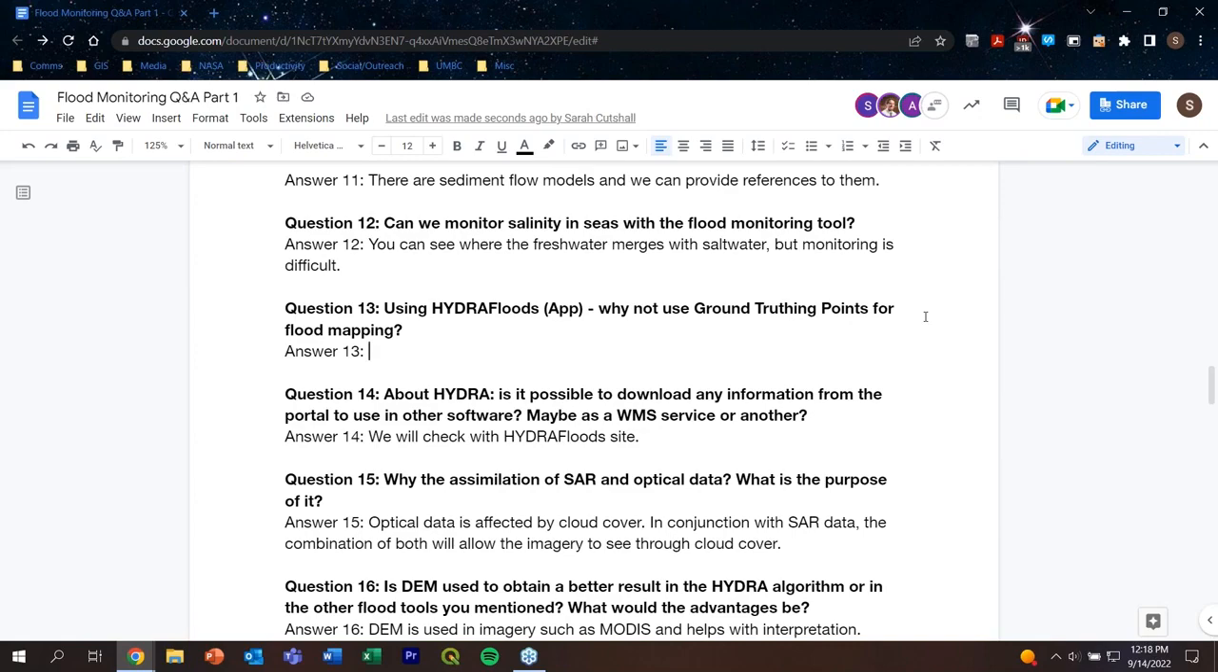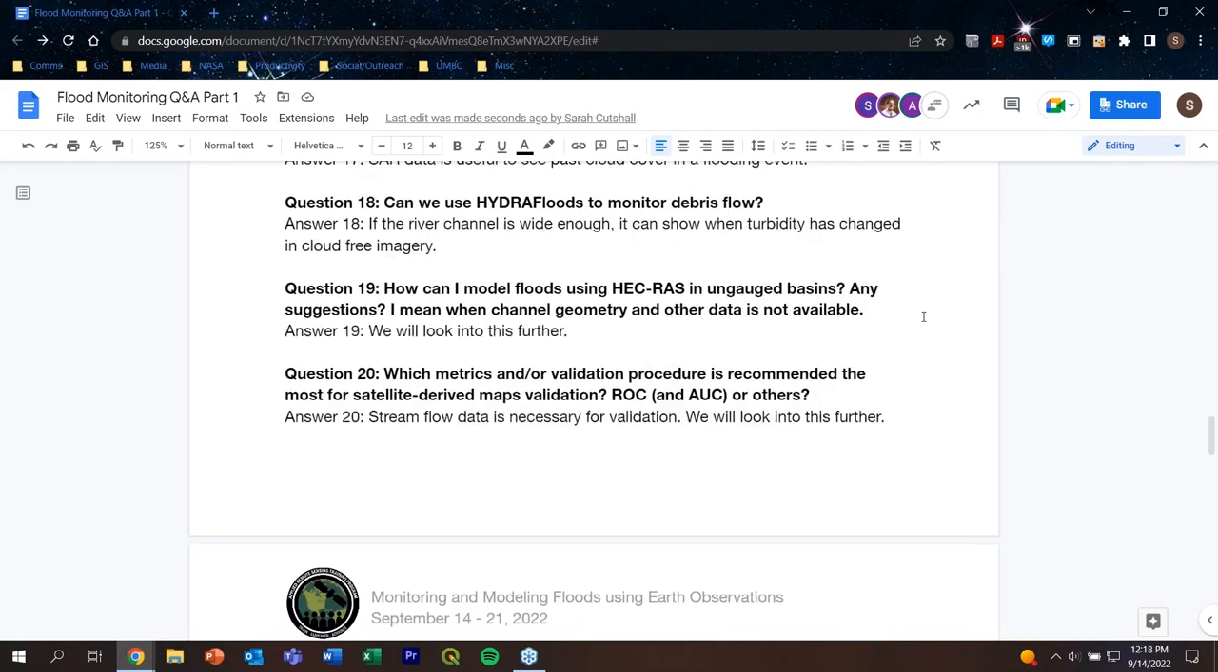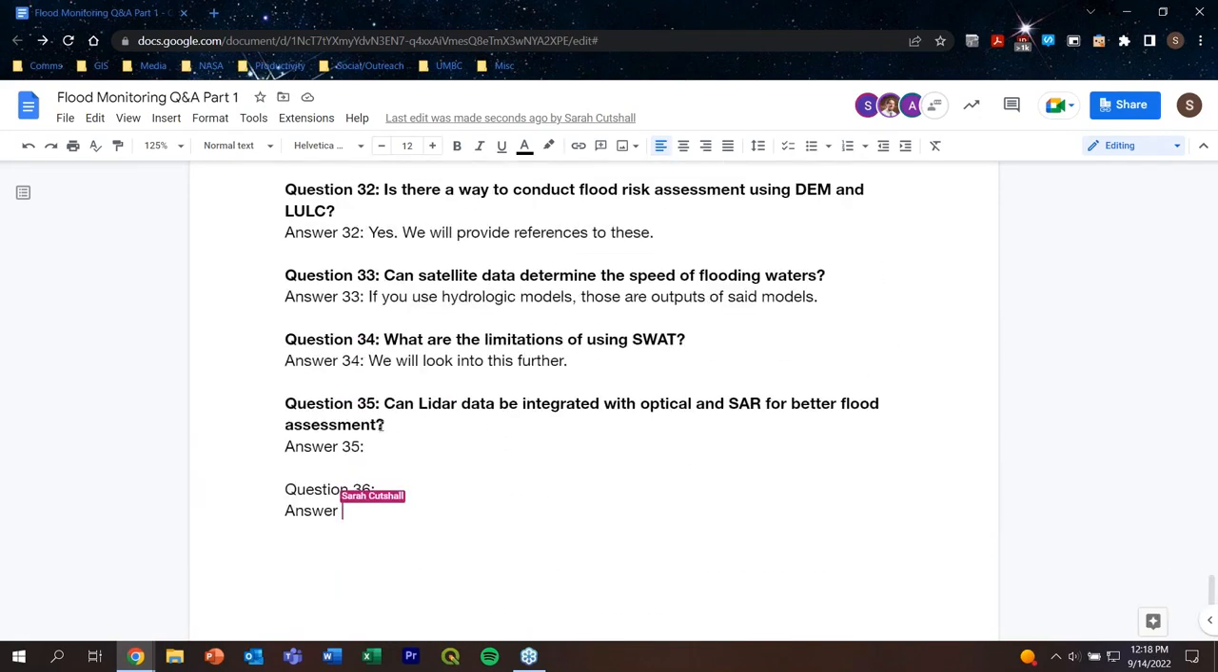Question 35 is, can LiDAR data be integrated with optical and SAR for better flood assessment? Yes, I believe they can, and especially if you are using flood modeling, then LiDAR helps too.